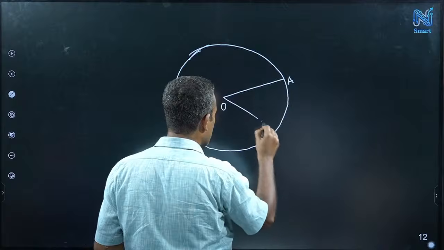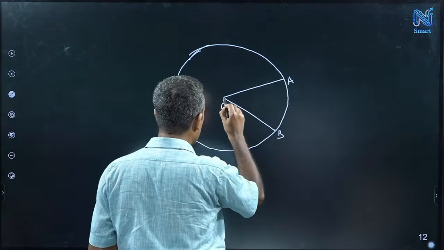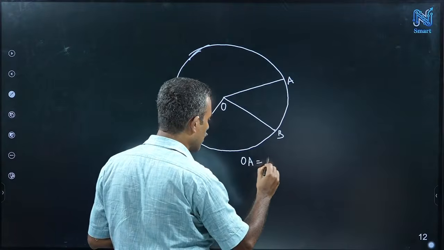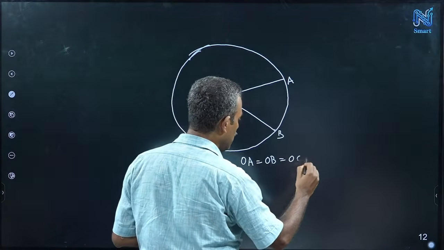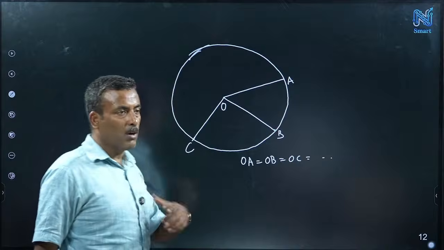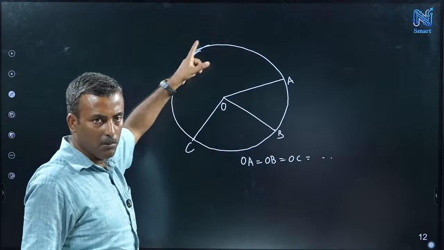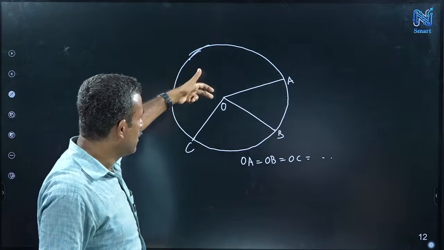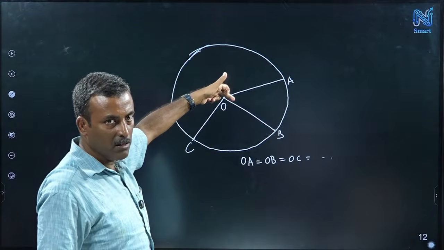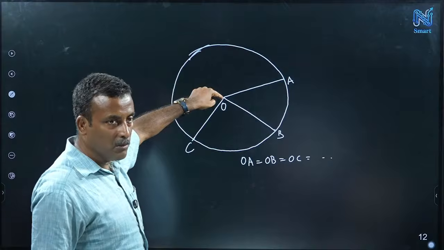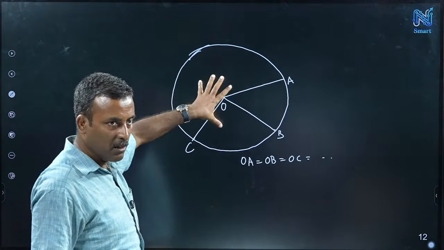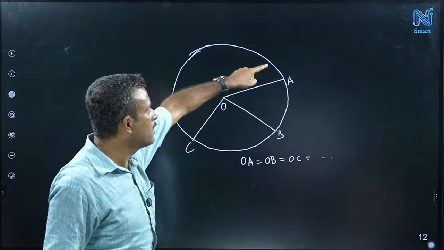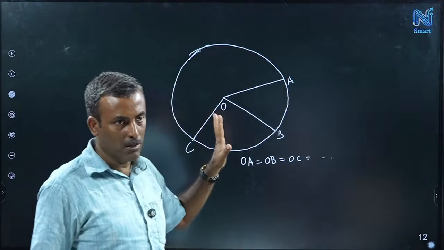If you take another point, say B, and another point, say C, then OA, OB, OC, whatever point you take on this perimeter or circumference, the distance from the center is the same. By the way, the center is not part of the circle. It is inside the circle. The radius is also not part of the circle. Only this circumference is the part of the circle. That is the circle.